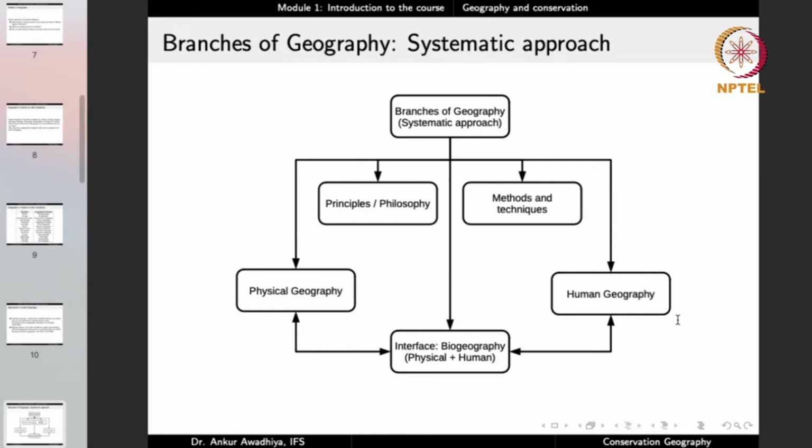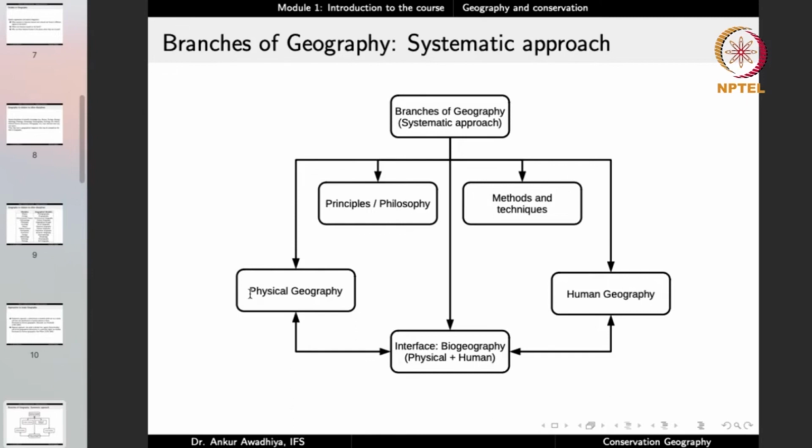So in the systematic approach, we have branches like physical geography. We have branches like human geography. We have a branch of principles or philosophy of geography. We have a branch of methods and techniques of geography. And we have an interface branch which is biogeography, which is a combination of physical geography and human geography.